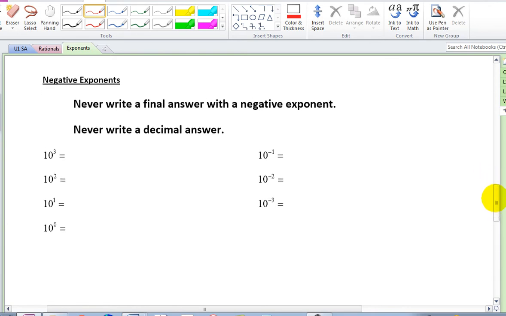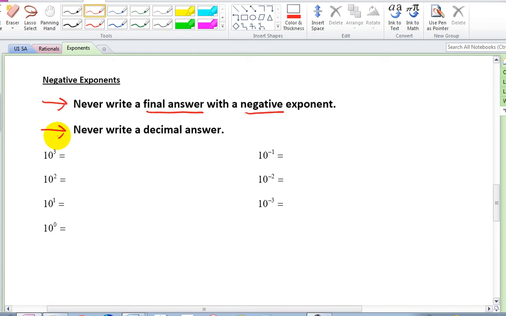So this is just the pattern. Okay, two rules for negative exponents. Rule number one, never ever write a final answer with a negative exponent. And rule number two, never write a decimal answer, because I know you just cheated on your calculator.